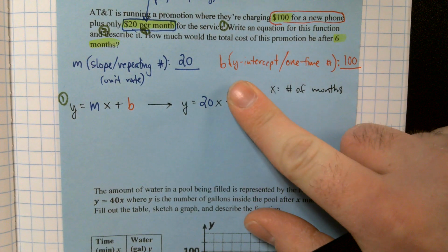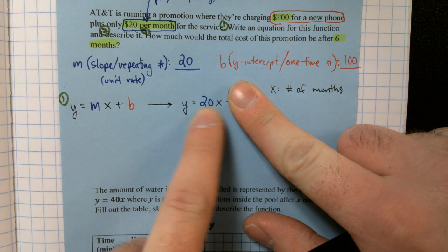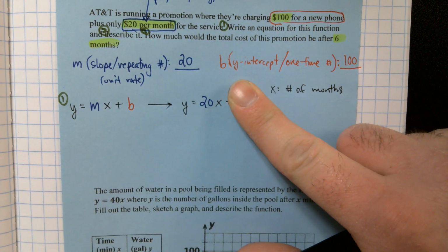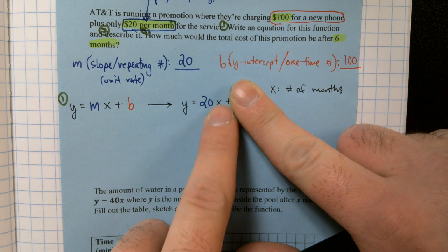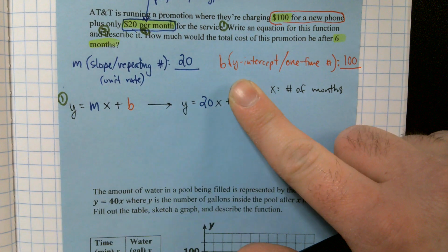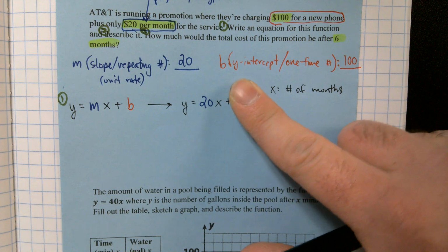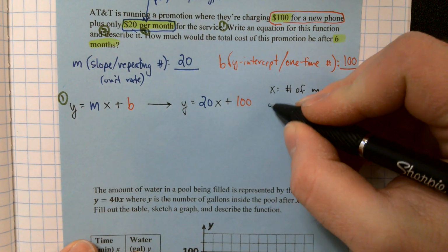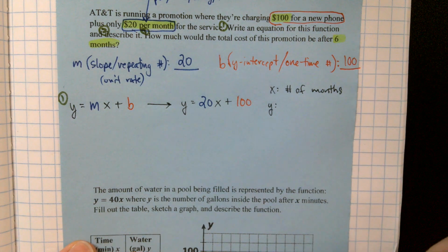Let's ignore this for a second. If I have it for 2 months at $20 a month, what's the total there? 40. What about 3 months? 60. So when I plug in the number of months for X and multiply it by 20, that gives me my service charge, right? So that's how I know X represents the number of months. If X is the number of months, then what does Y represent?